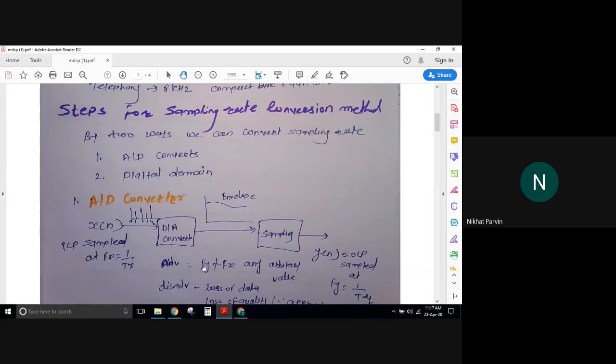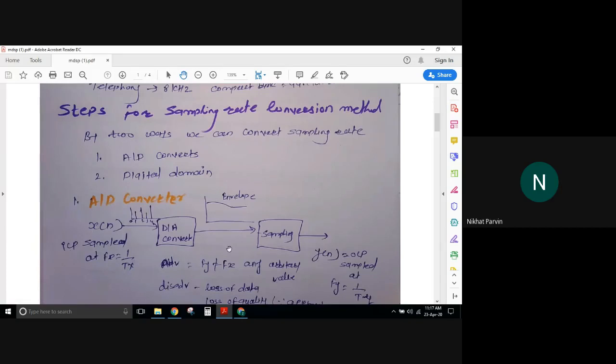A by D converters. So when I'm counting all the disadvantages, why should I prefer this A by D converter? Because here I'll be least bothered about your fx and fy value. I don't find any kind of relationship between fx and fy.